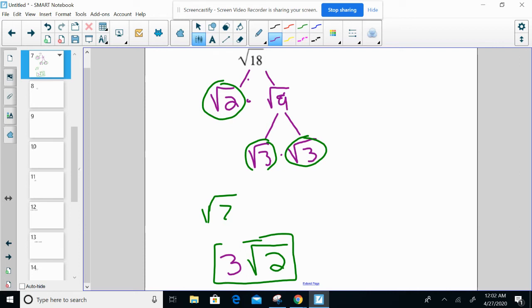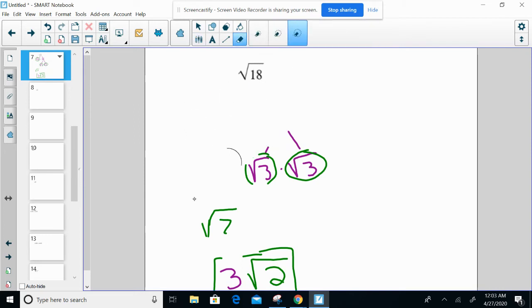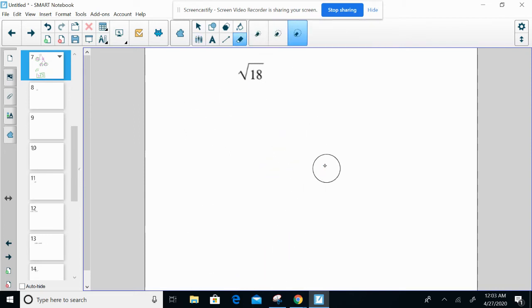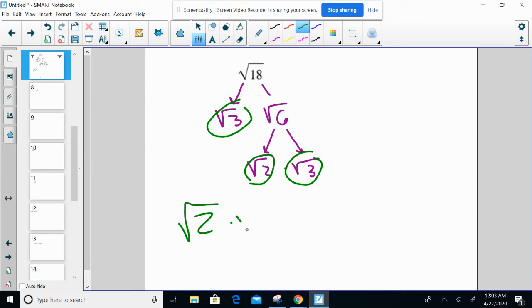All right, let's do another one. Well, let me do this first, actually. One thing I did want to show you here is this. Many of you might have been thinking, well, 2 and 9 isn't the only way you could do it. You could do 3 and 6. 3 times 6 is 18. But break down 6, you got 2, you got 3. 2 times 3 is 6. And look, you end up in the same spot. As long as you're breaking it down as far as you can, you end up with the same exact thing.